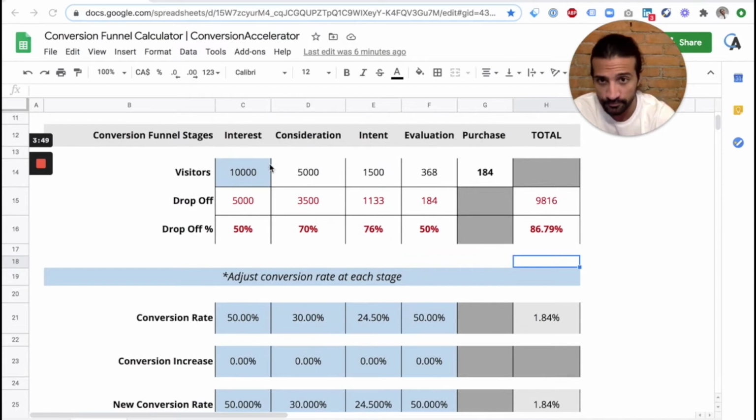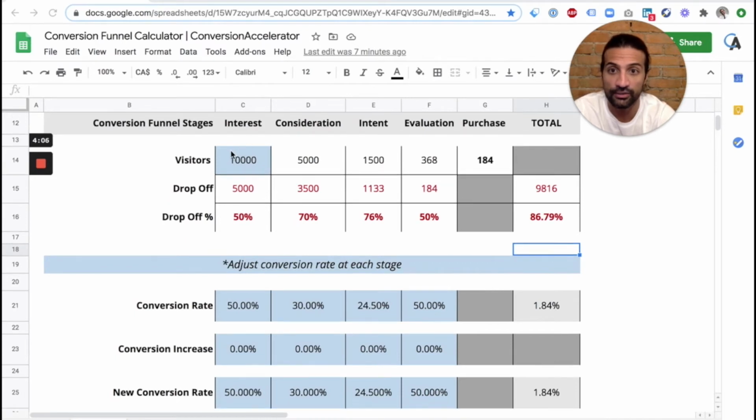So let's say hypothetically we're looking at desktop users coming to your website right now, and there's about, let's say, 10,000 people in a week, right? So we have 10,000 people visiting your website, and 50% of them end up visiting the product page, okay? So you would change all these numbers here and adjust it based on your conversion rate.